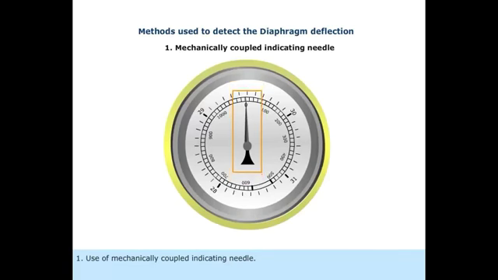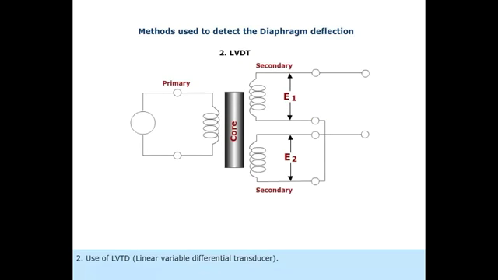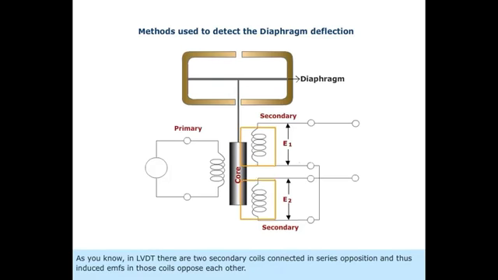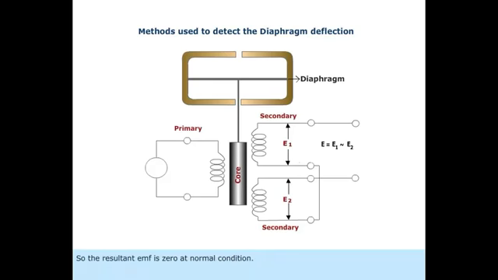1. Use of mechanically coupled indicating needle. 2. Use of LVDT, linear variable differential transducer. When LVDT is used to find membrane deflection, diaphragm is connected to the core of the LVDT. As you know, in LVDT there are two secondary coils connected in series opposition, and thus induced EMFs in those coils oppose each other. So the resultant EMF is zero at normal condition.